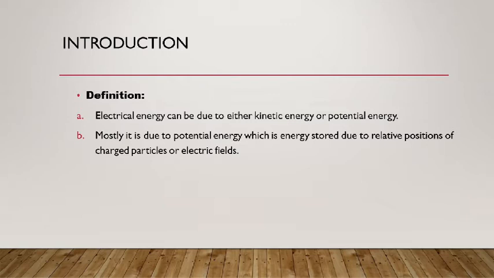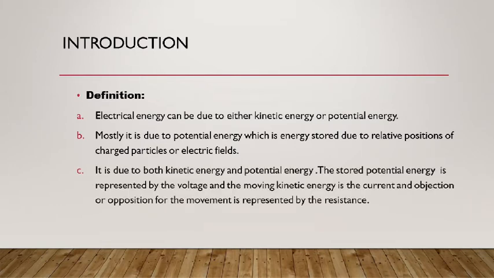Electrical energy can be due to either kinetic energy or potential energy. Mostly it is due to potential energy, which is the energy stored due to relative positions of charged particles or electric fields. The stored potential energy is represented by the voltage, and the moving kinetic energy is represented by the current, and the opposition for the movement is represented by the resistance.